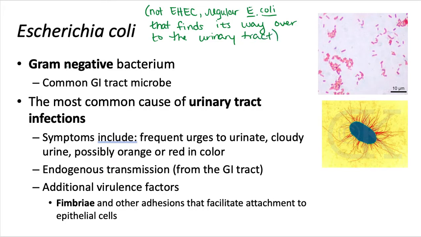All right, E. coli itself is gram-negative, so that means it has a thin peptidoglycan cell wall with an outer membrane that includes lipopolysaccharide, or endotoxin. And as mentioned, it's a very common GI tract microbe. In terms of transmission, we'll start with that because we've already mentioned it comes from the GI tract. So it's endogenous transmission. We get the infection from ourselves.